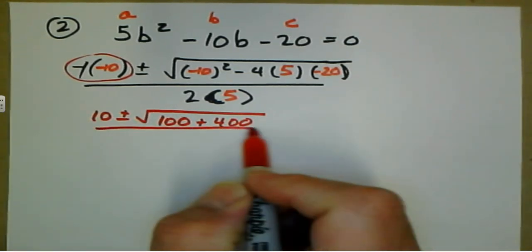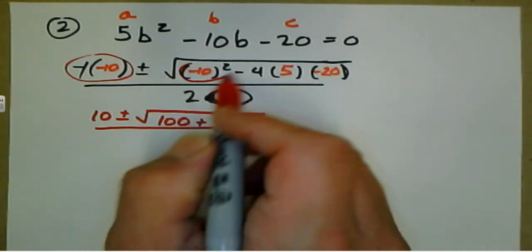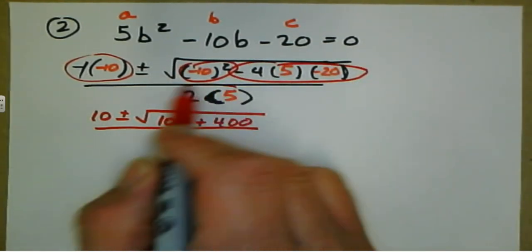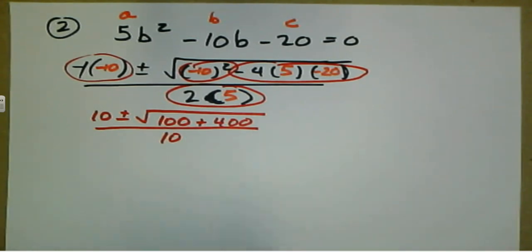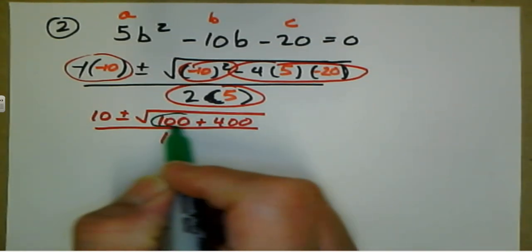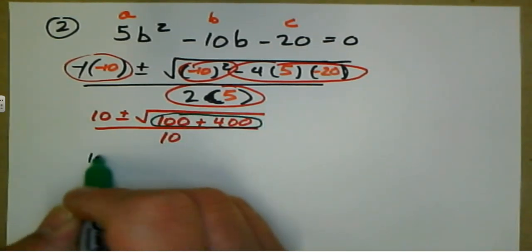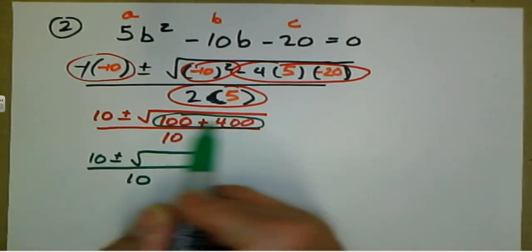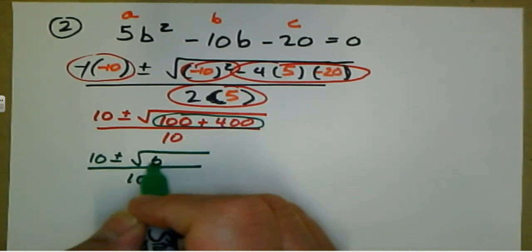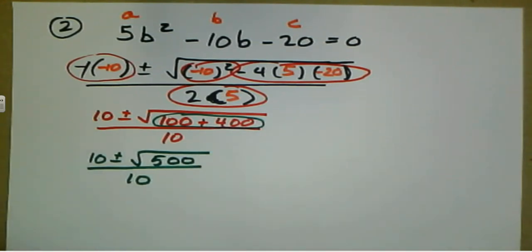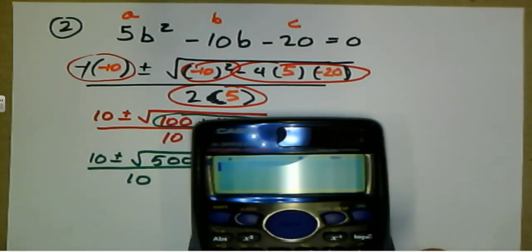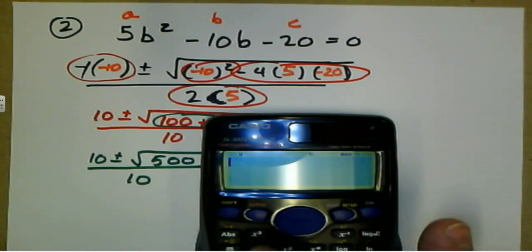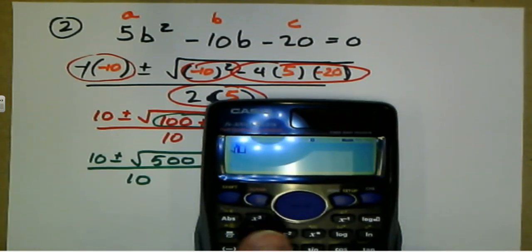Yep. And 2 times 5, so we did that. We did all of this. That's 10. A lot of zeros up here. We have to do the inside. So we have 10 plus or minus the square root over 10. And 100 plus 400 is 500. We're going to take our calculator. We're going to do the square root button, which is right there.